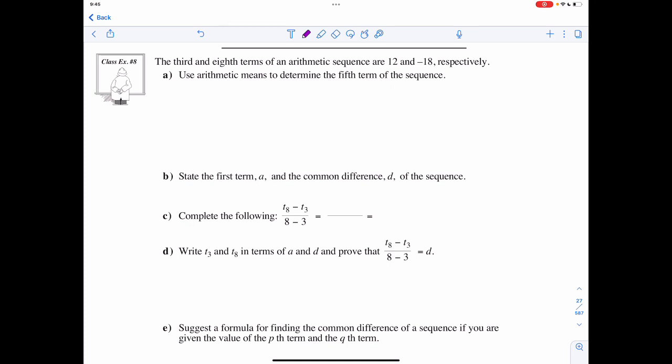Now, it says the third and eighth term of an arithmetic sequence are 12 and negative 18 respectively. Use an arithmetic means to determine the fifth term of the sequence. So, the first thing I have to do is figure out what the common difference is.